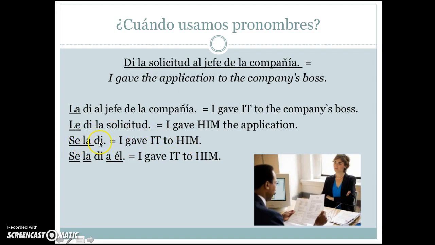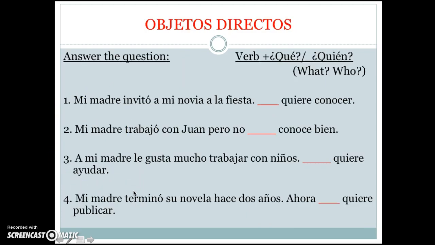Double object pronouns, I gave it to him. Here we have se la di. I gave it to him, with an emphasis on him. Who did you give the application to? I gave it to him. Well, in Spanish, instead of that intonation to give emphasis, we use repetition. So here we're going to see this example, se la di a él. So let's backtrack and see if we can understand all of that.